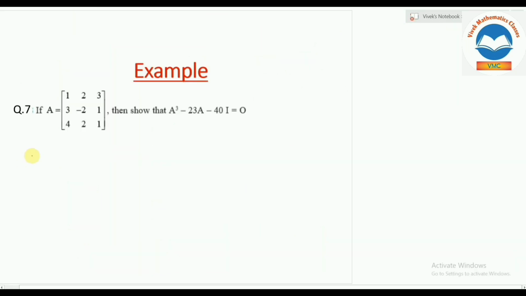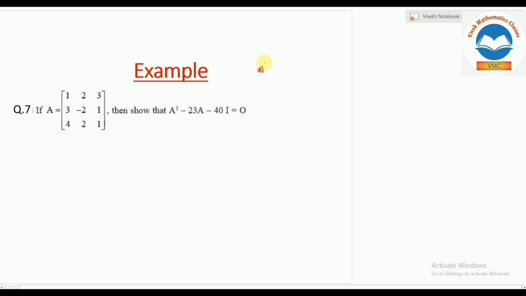A equal to this, they have given A as 3 cross 3 matrix. Then show that A cube minus 23A minus 40I equal to 0. Okay. So first of all, what you have to do? You have to find A cube. So what will be A cube? Before that you have to find A square.